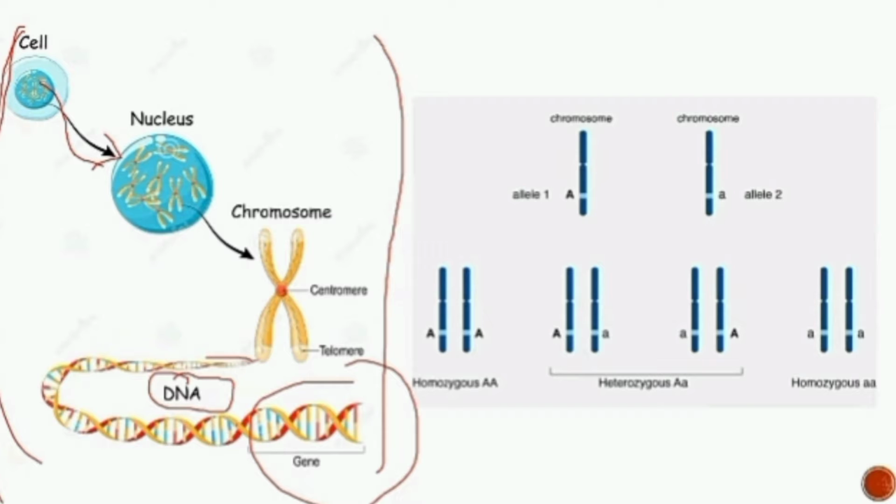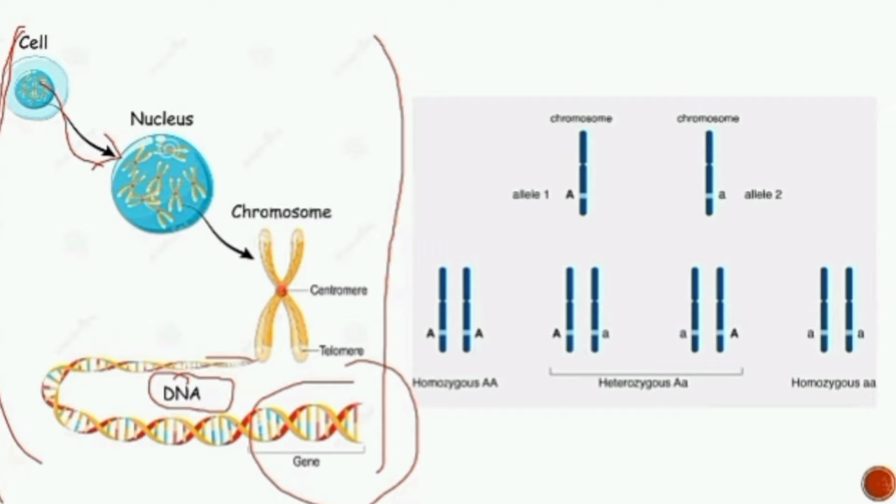In the cell there is a nucleus. In the nucleus there are chromosomes. In humans, as you would know, there are 46 chromosomes, or 22 pairs, and there is one extra pair of sex chromosomes. So 44 autosomal chromosomes, and the 2 X and Y are the sex chromosomes. In females it will be XX, in males it will be XY.